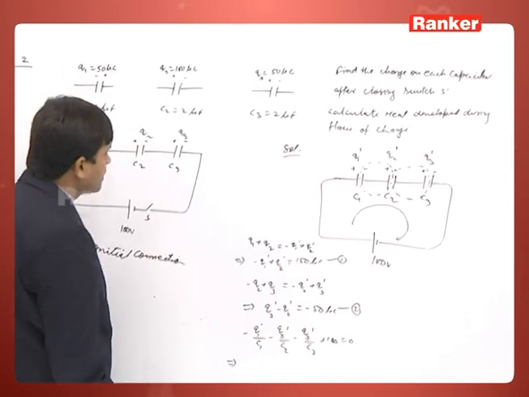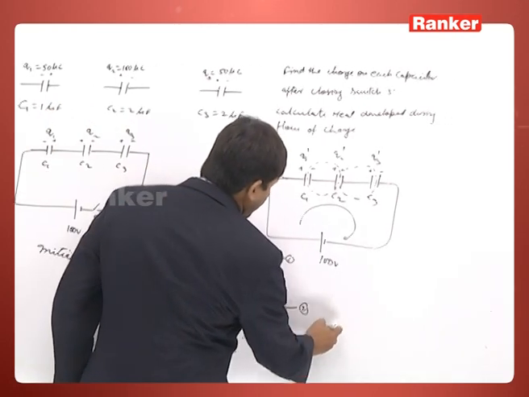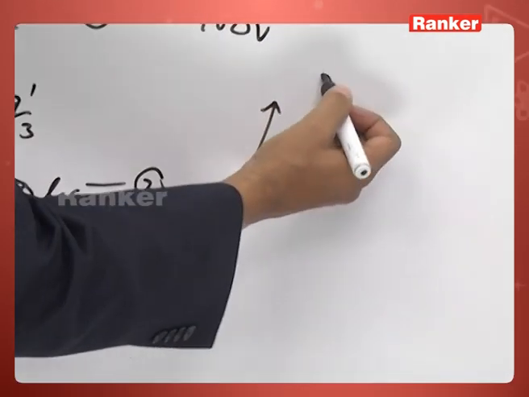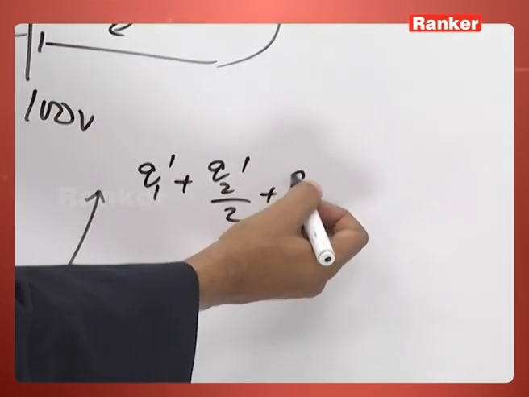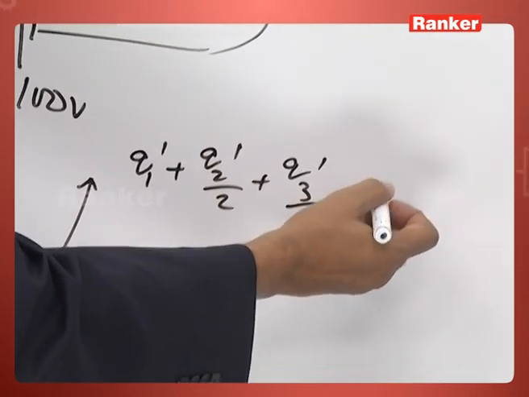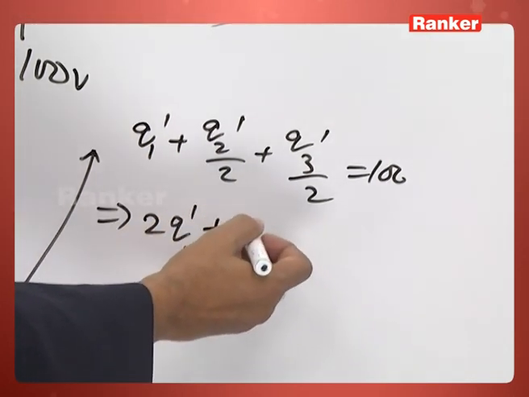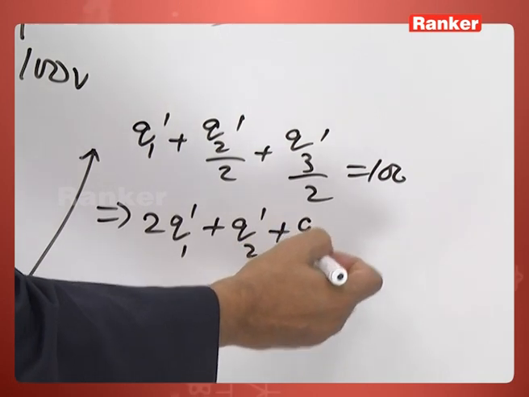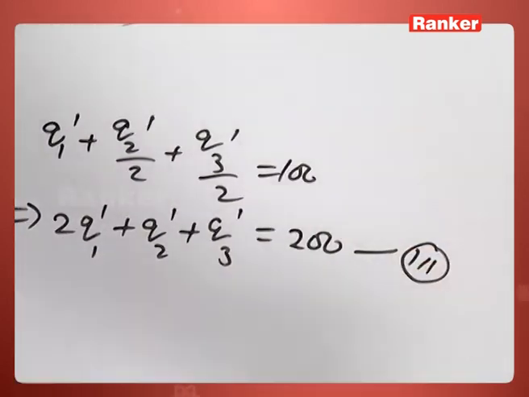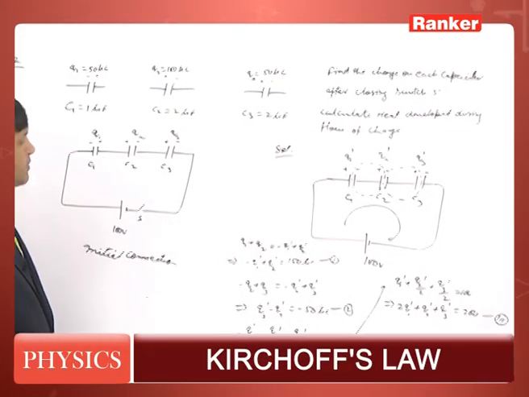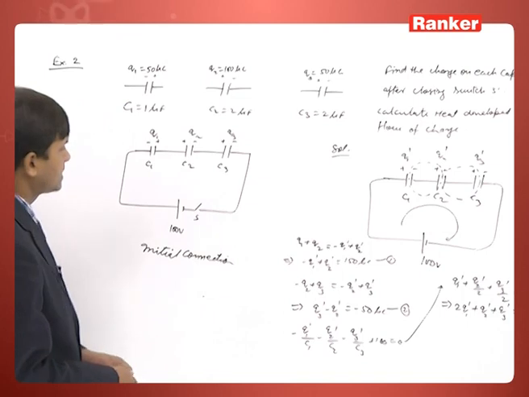So on substituting the values of C1, C2, C3, now this expression we can write as Q1 dash plus Q2 dash by 2 plus Q3 dash by 2 is 100. So this is nothing but 2 Q1 dash plus Q2 dash plus Q3 dash is 200. This is your third equation. Now with the help of these three equations, we can get the values of Q1 dash, Q2 dash and Q3 dash.